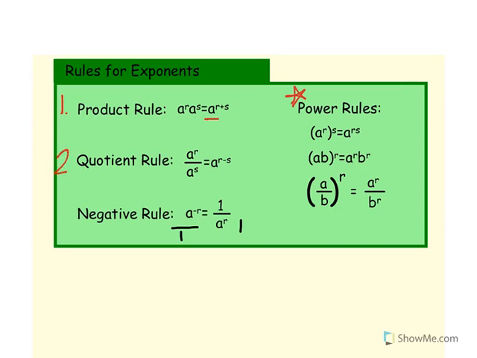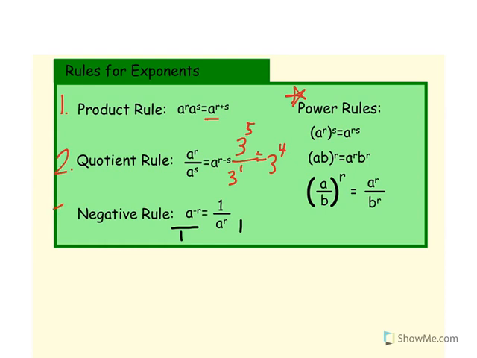The quotient rule, this is one that might be a little while since you've seen it in Algebra 1. When we are dividing two that are the same base, the a and the a, we simply take their exponents, the r and the s, and we subtract them. So for example, if I had 3 to the 5th power over 3 to the 1st power, that would be 3 to the 4th power, which would be 81 when we simplified it. But we take the 5 minus 1 to get the 4.